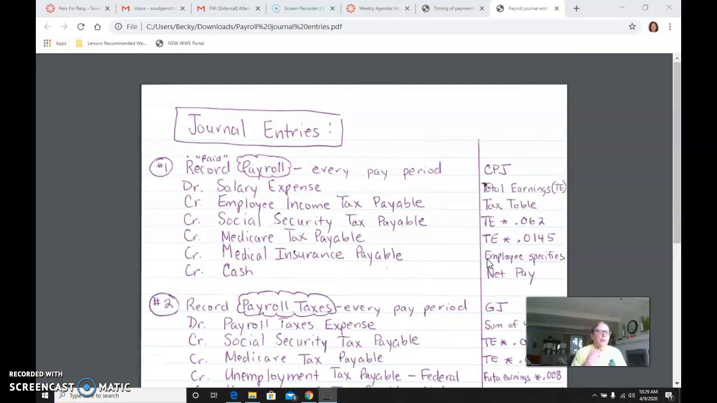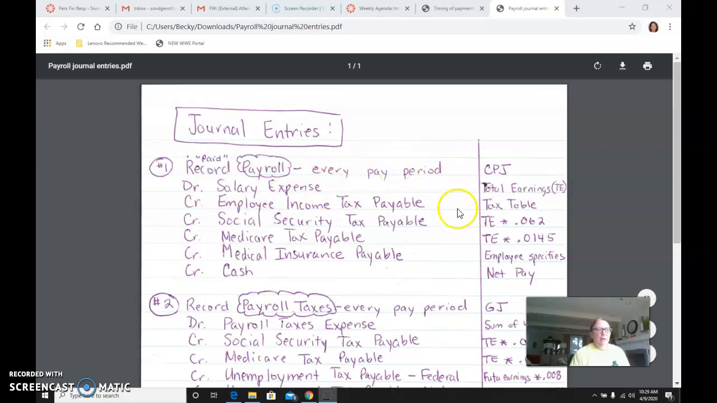I have included here for you the journal entries that are typically made for a company on a semi-monthly payroll, and kind of the timing in what journal. So there are 5 entries. The first one is to record or pay the payroll, and we do this every pay period in the cash payments journal. And our debits and credits are always these.